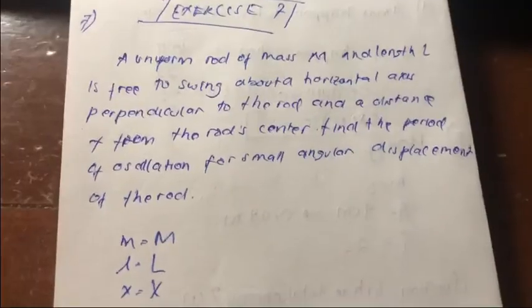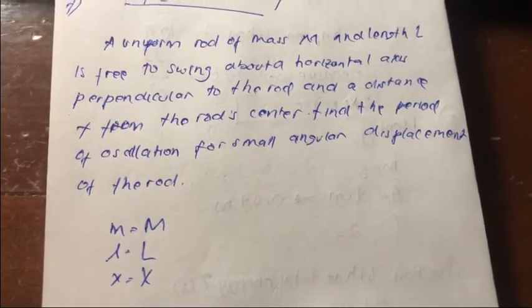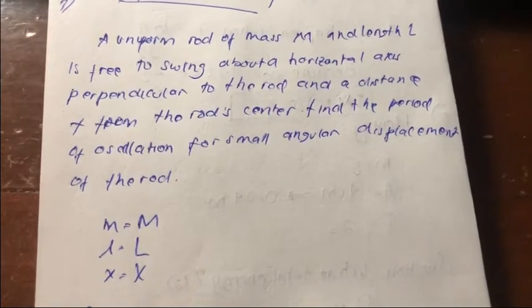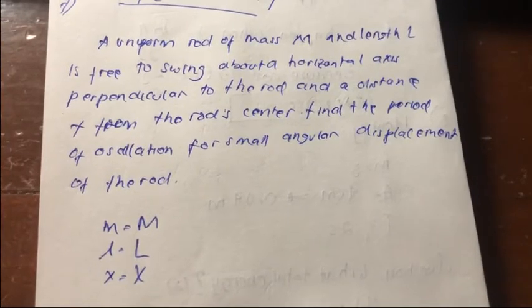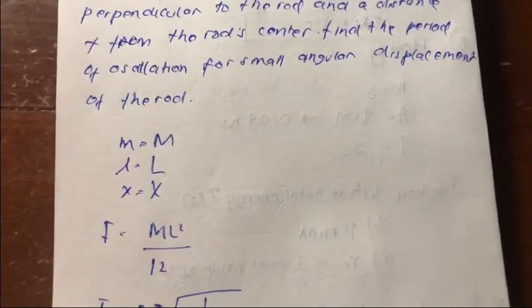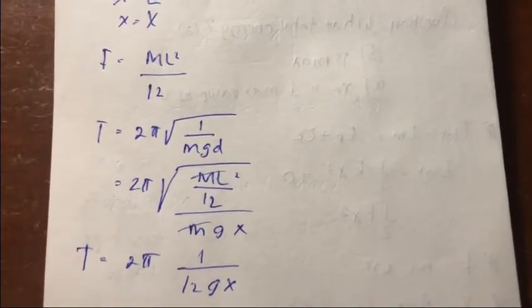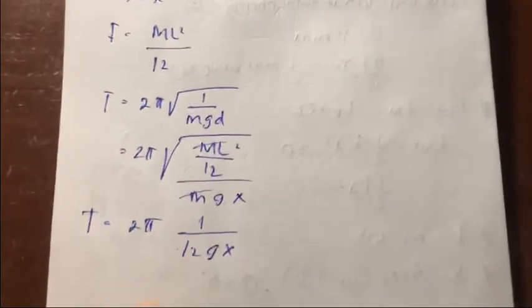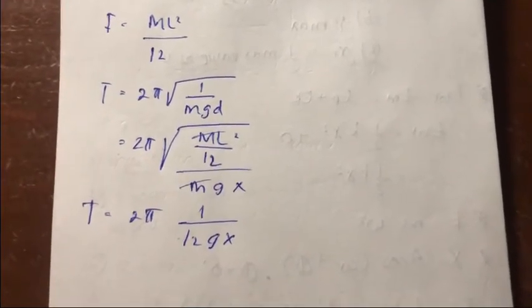and this measurement associates with the step-to-step transition as a major consequence of walking like an inverted pendulum. Exercise 7. A uniform rod of mass m and length L is free to swing about a horizontal axis perpendicular to the rod and a distance x from the rod center. Find the period of oscillation for small angular displacement of the rod. We know the mass is m, length is L, distance is x, and I is mL squared divided by 12, and the period is 2π root of I divided by mgd, and we can simplify that.